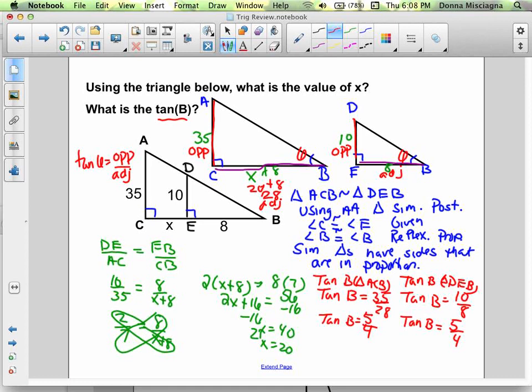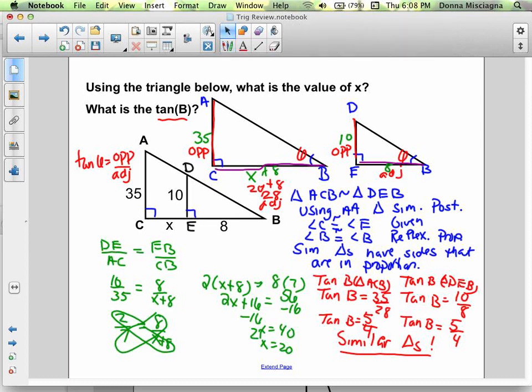And why is that true? We get the same answer because these are similar triangles. Of course they're going to have the same trig ratios. The sides are in proportion, right? So it didn't matter which triangle you use to find tangent B, you get the same answer because the triangles are similar, right? So I hope this helps you on the formative.